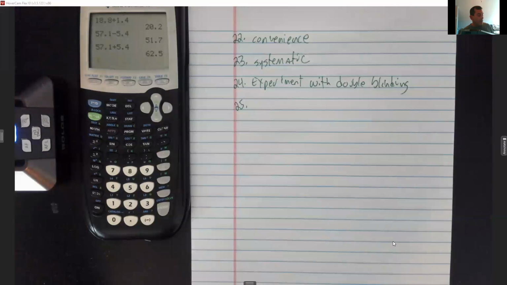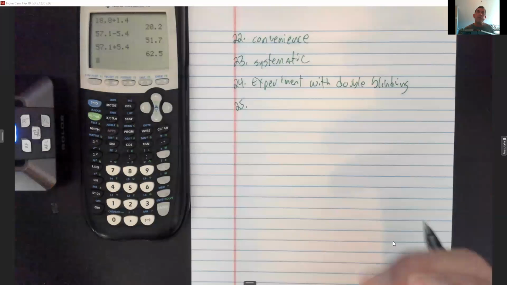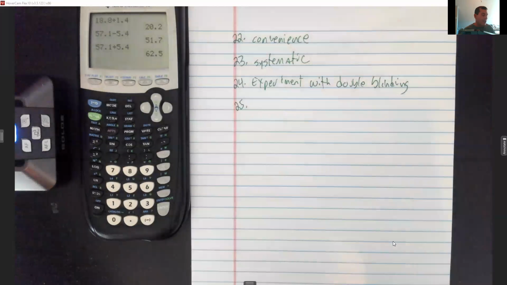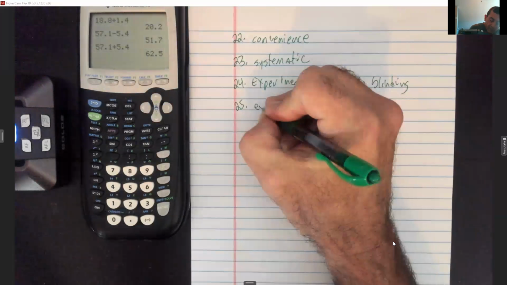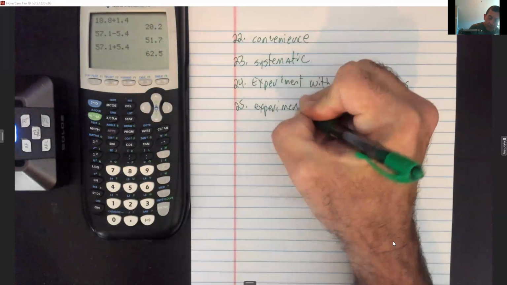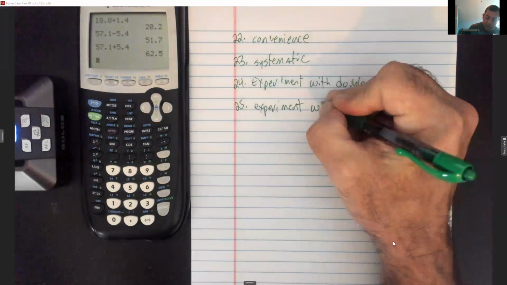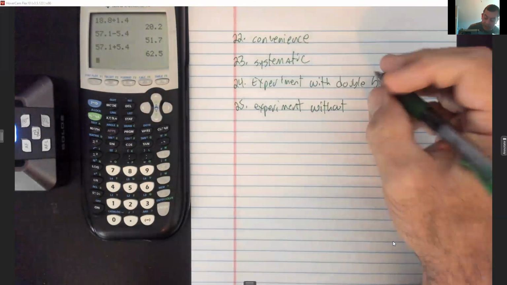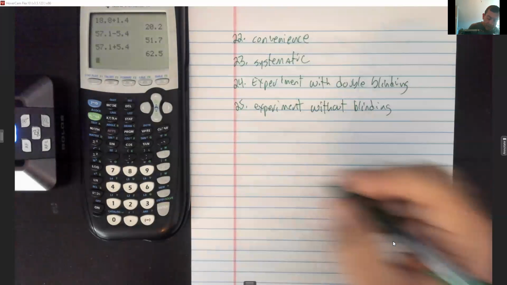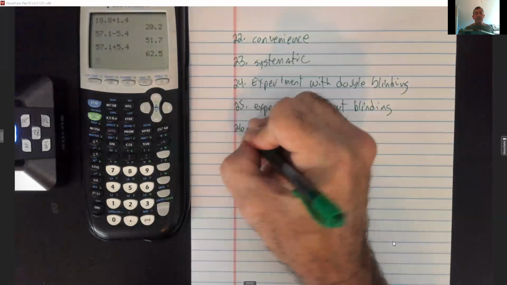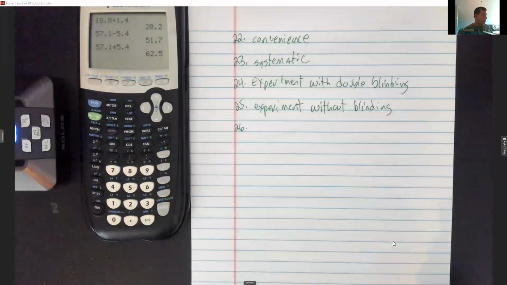All right, same thing. In which of these four soil types will the plants grow faster? Well, if you're looking at soil types for growing plants, then we would call that an experiment without blinding, right? You're not giving placebos or anything. You're just going to plant some plants and see which one grows the best.